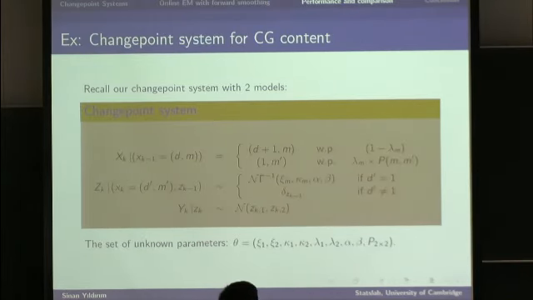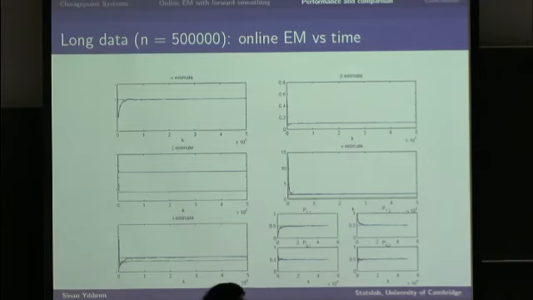So remember our change point system here, and assume that these are unknown. So we have got 10 parameters: 2, 4, 6, 8. I say not 12 but 10 because this is a row stochastic matrix, as you know. And here are the estimates by using the online EM algorithm. It's a long data sequence of length 500,000, and we can see that our online EM converges quite successfully.